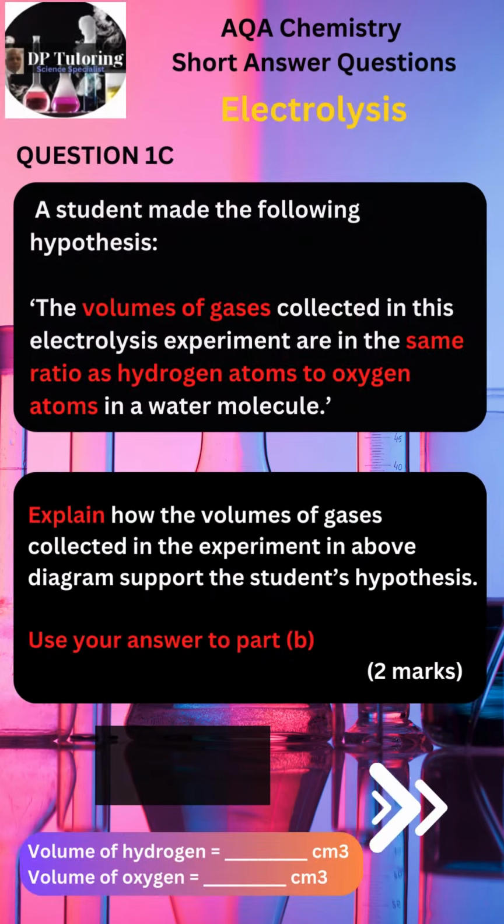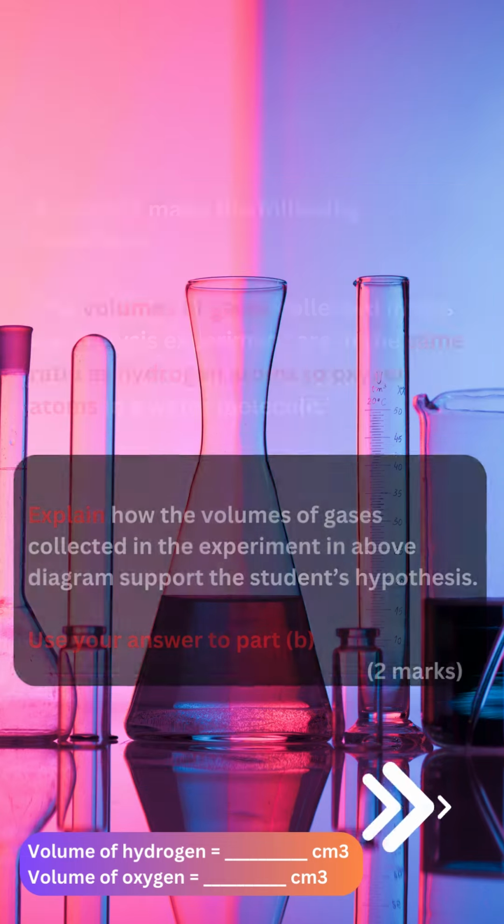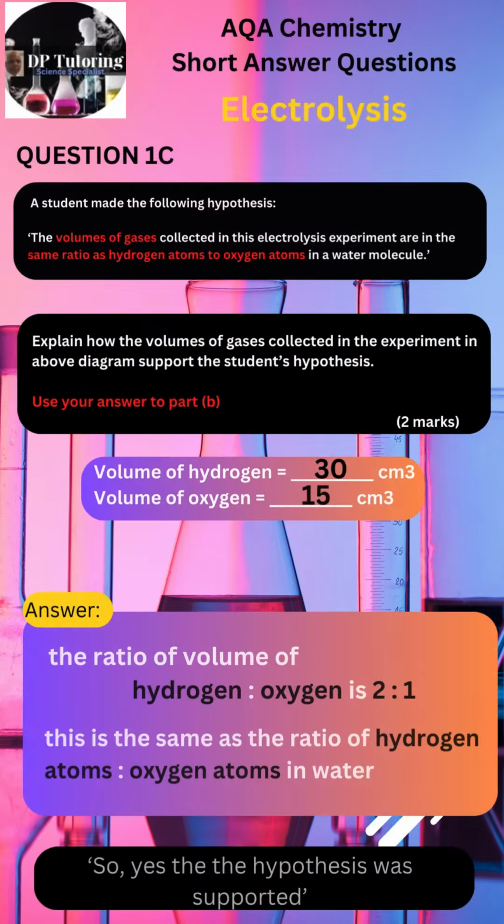Part C of the question provided a hypothesis that a student made. The volumes of gases collected in this electrolysis experiment are in the same ratio as hydrogen atoms to oxygen atoms in a water molecule. AQA asks you to explain how the volumes of gases collected in the experiment support the student's hypothesis. One thing to note: explain how the experiment supports the hypothesis. That is the clue you need. The answer for part C is on screen.